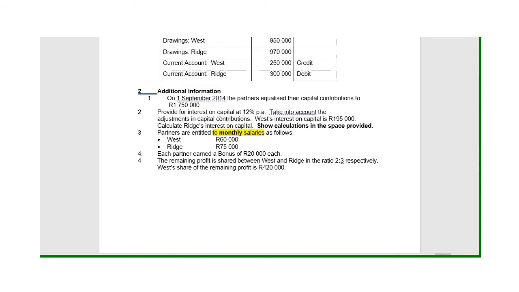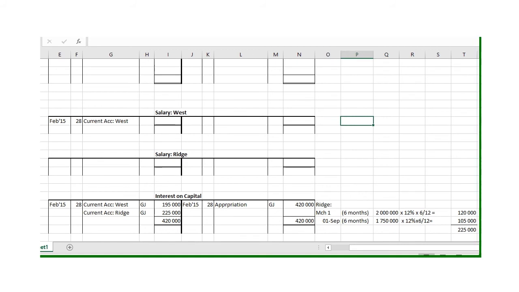For West, I took 60,000 times 12, and that would give me West's salary, which is 720,000. So West's salary is 720,000. Again, it would be the General Journal. All of these would be on the General Journal.